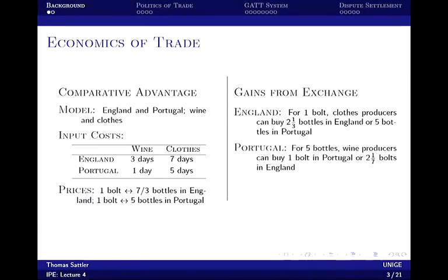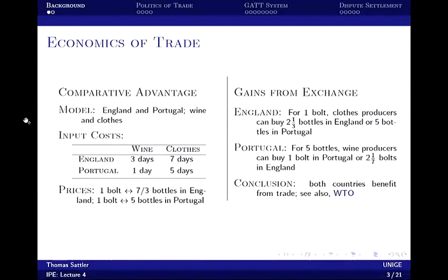And for 5 bottles of wine, wine producers can buy either 1 bolt of clothes in Portugal or more than 2 in England, right? And that's the gains from exchange. So we're both better off. The Portuguese are better off by buying their clothes in England, and the English are better off buying their wine in Portugal. And the important point here is that both countries benefit from trade. It's not just Portugal, who has an absolute advantage in producing both, but also the English producers benefit from international exchange. That's the key point here.